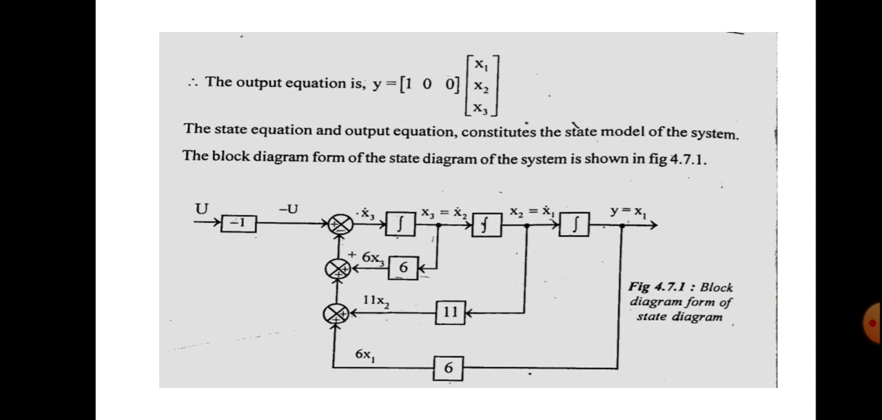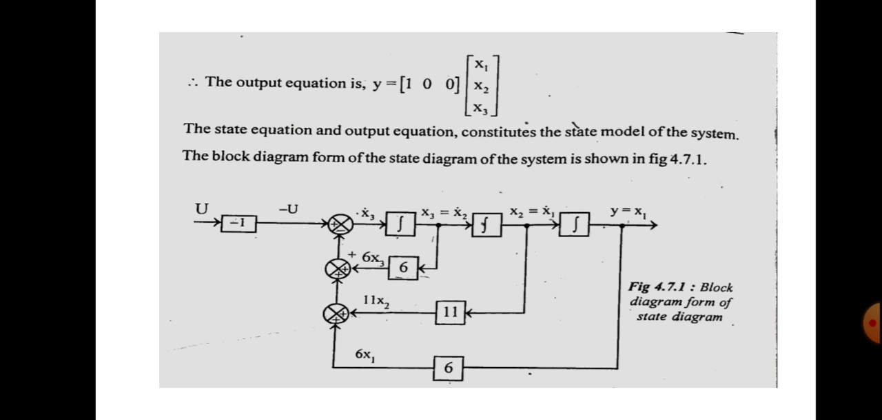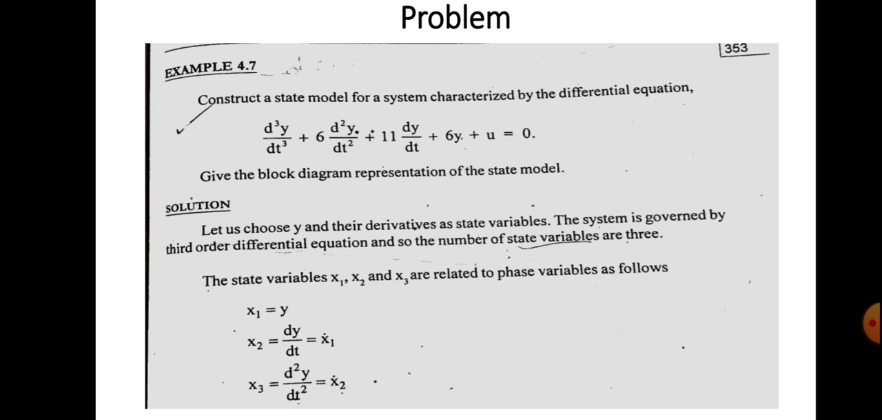So this is the state model. You have to first write this matrix, and next you have to write this output equation. You are also asked to draw the block diagram representation of the state model, right?